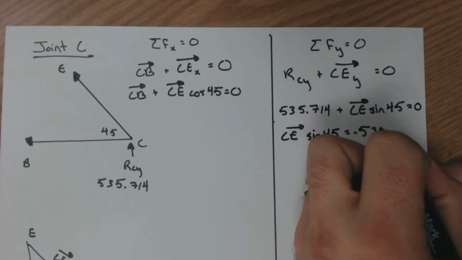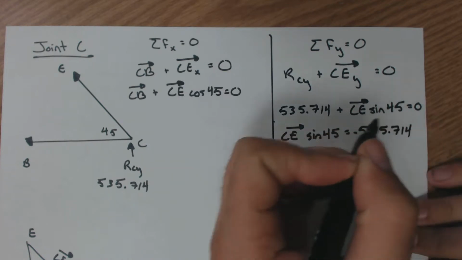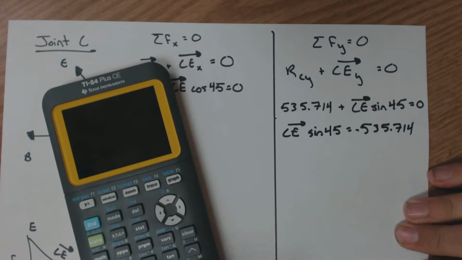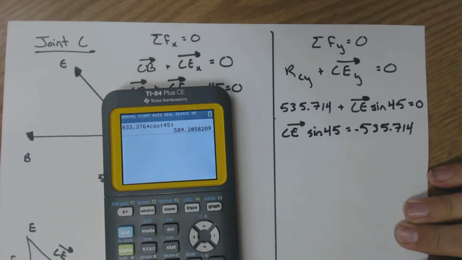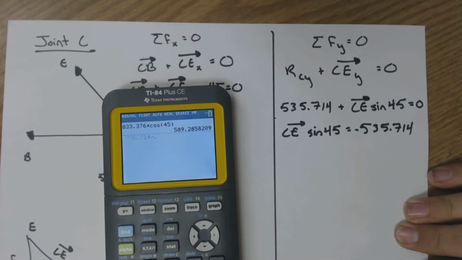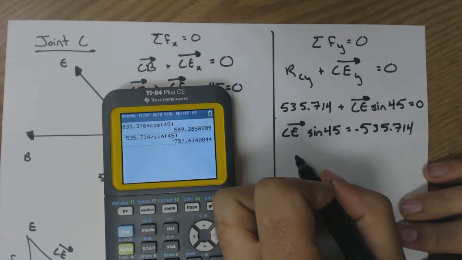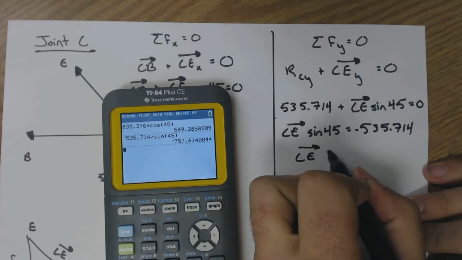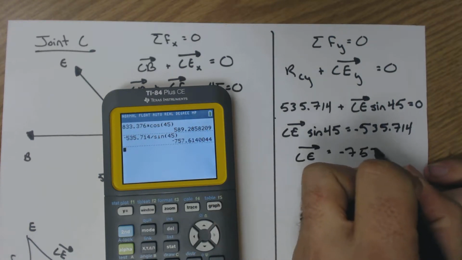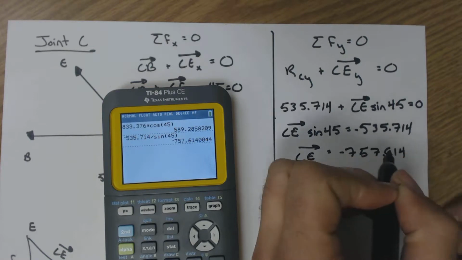So that's negative 535.714. And I divide by sine 45. Negative 535.714 divided by sine 45. And I end up with my vector CE being negative 757.614.